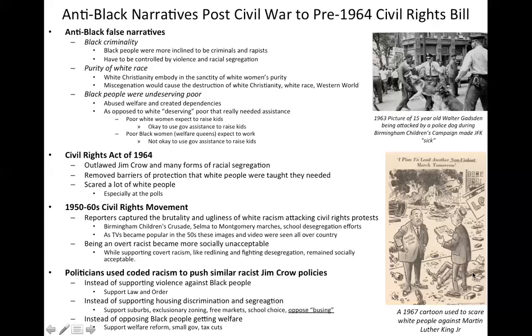So it's important, but they're able to reframe this. So all of a sudden, this isn't about repressing Black people, this is about law and order and just wanting to bring order to the chaos. So it's not even about race anymore, when in reality it is completely about race. Or instead of supporting housing discrimination and segregation, you can start supporting suburbs and exclusionary zoning and free markets, and school choice. And a big one, instead of imposing desegregation, let's oppose busing.